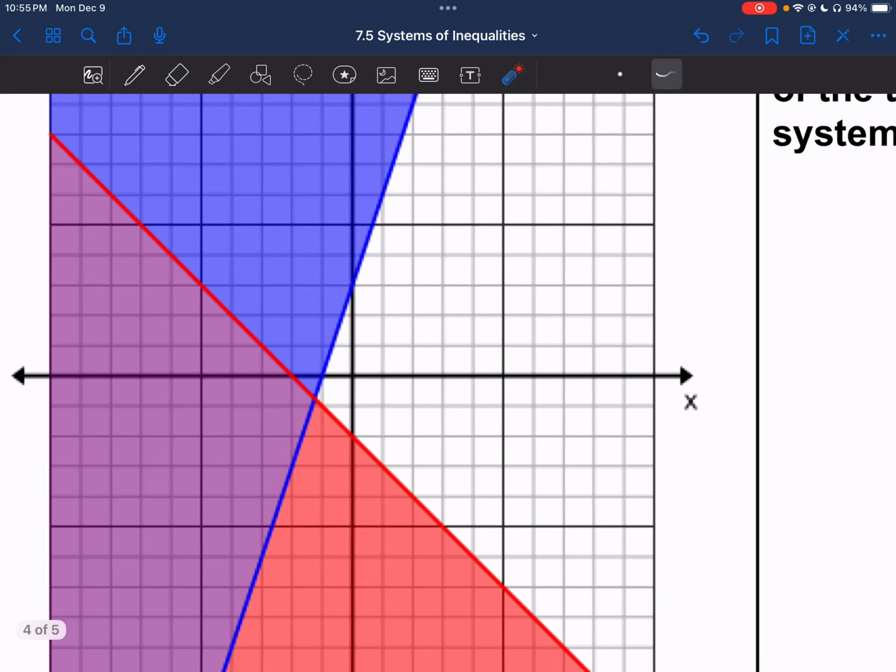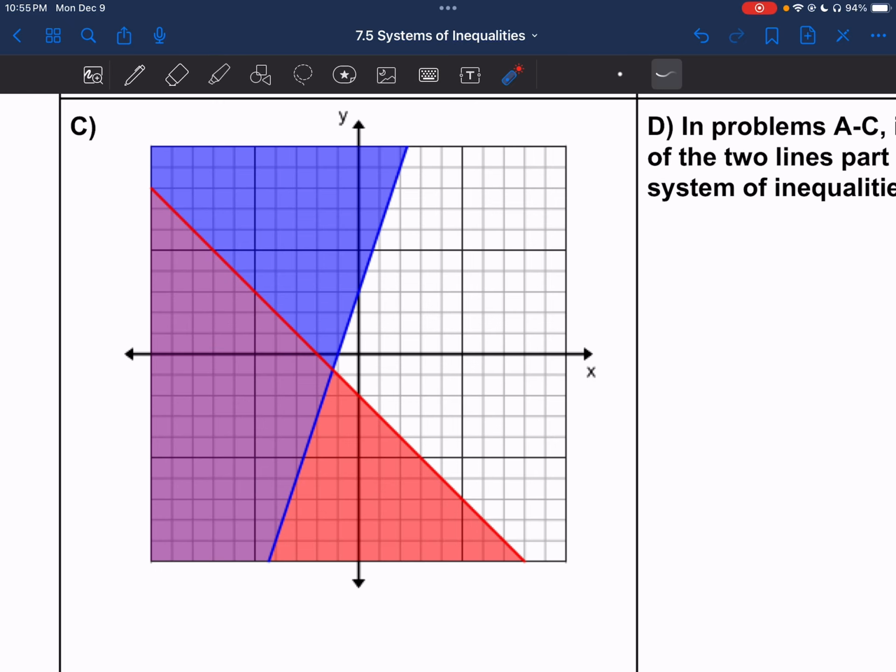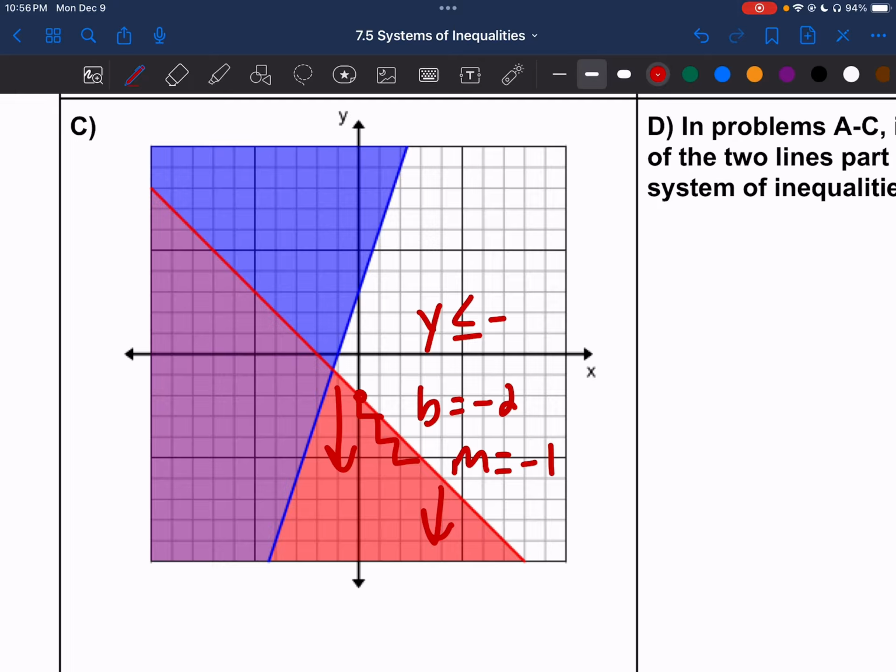All right, I want you guys to try letter C and D on your own and then check your work against mine. All right, for letter C, we have our red line. We have a y-intercept. Our b value is -2. My slope is -1, right? We're going down 1, right 1 each step that we take. It's solid, and we're shading it below. So we have y is less than or equal to -x minus 2.